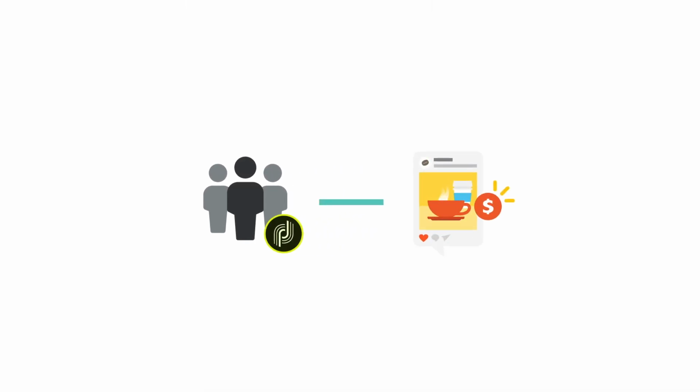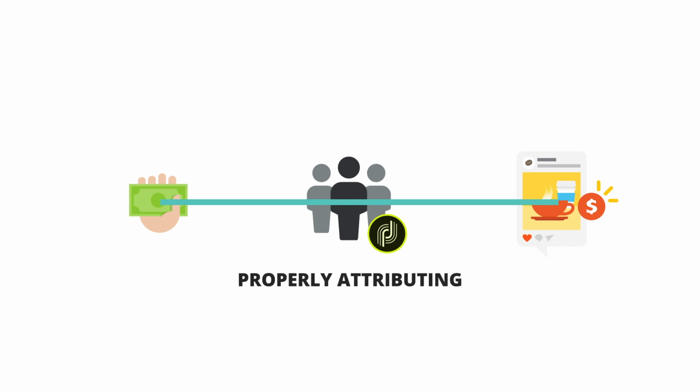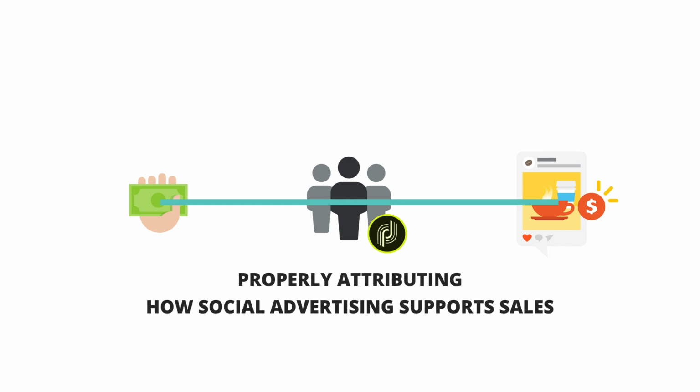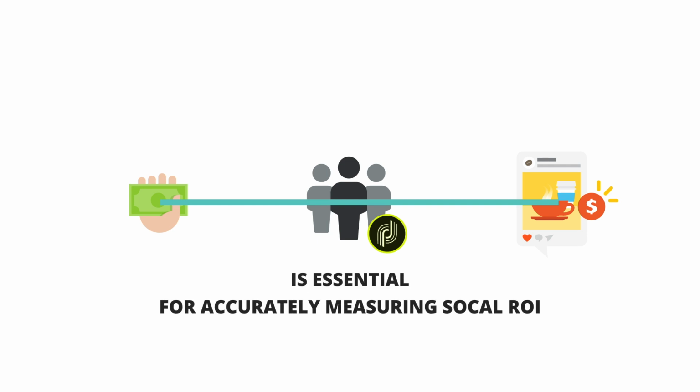Let's say an individual was on a custom Adobe Campaign list and was sent a paid Facebook ad with a promotion. If that individual then makes a purchase, and that purchase is captured in their Adobe Campaign profile, you can draw a straight line between the social ad and the subsequent purchase. Properly attributing how social advertising supports sales is essential for accurately measuring social ROI.